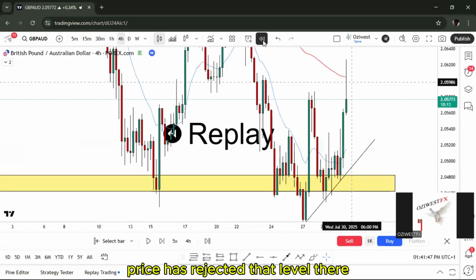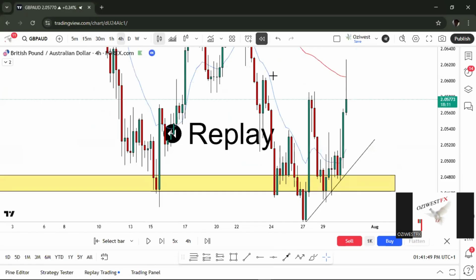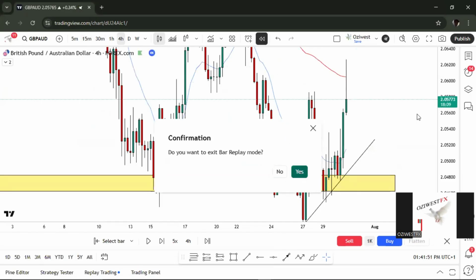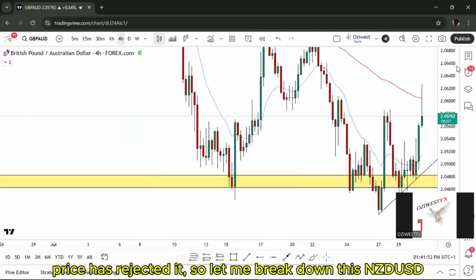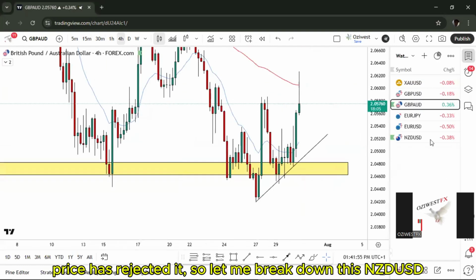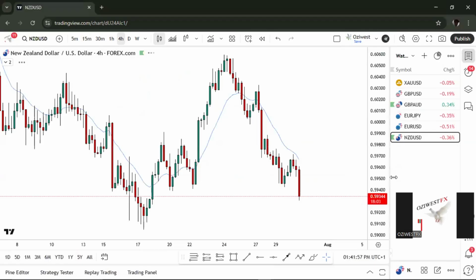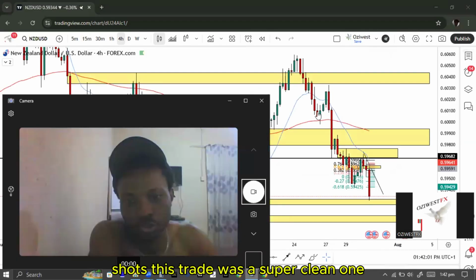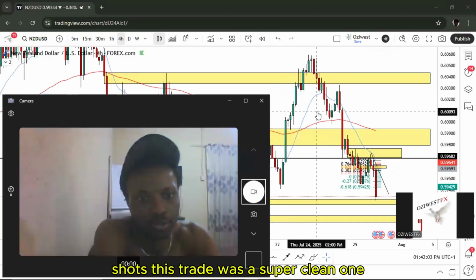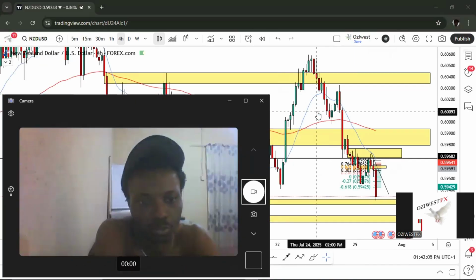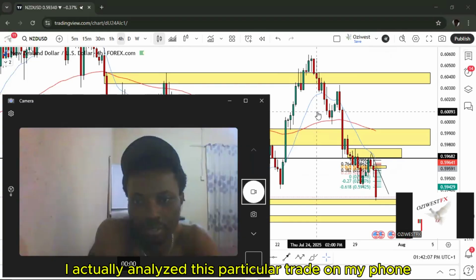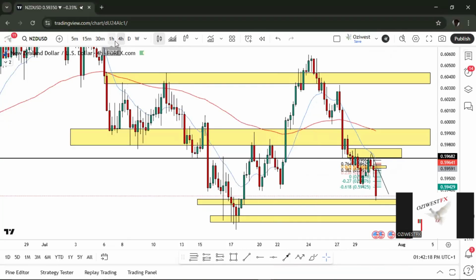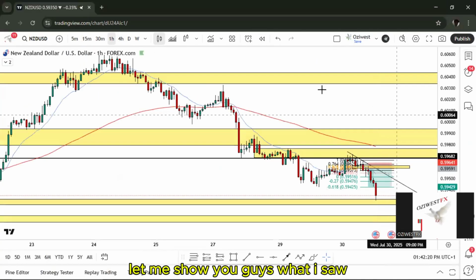Price was rejected that level there. Price was rejected. So let me break down this NZD USD shorts. This trade was a super clean one. I actually analyzed this particular trade on my phone. Let me show you guys what I saw.